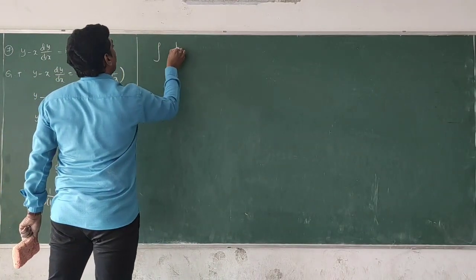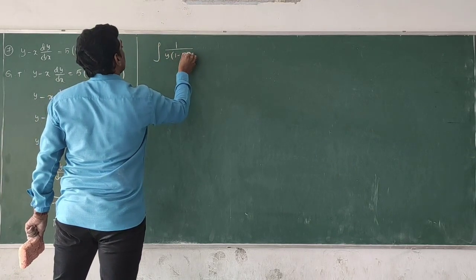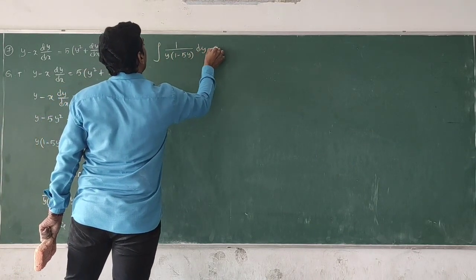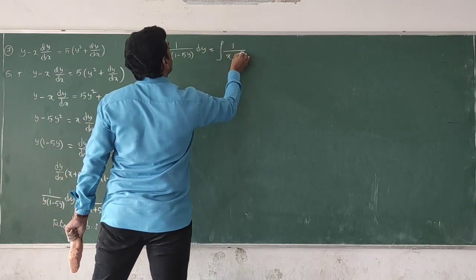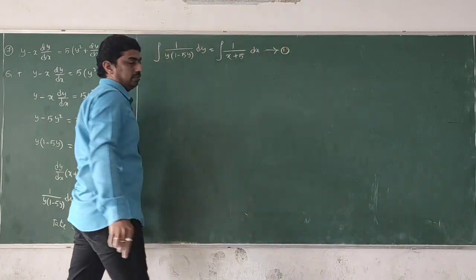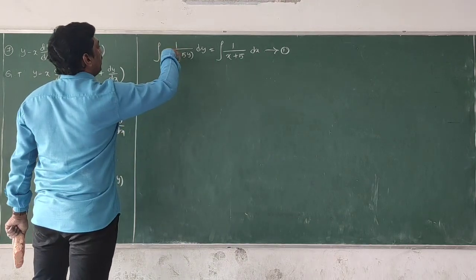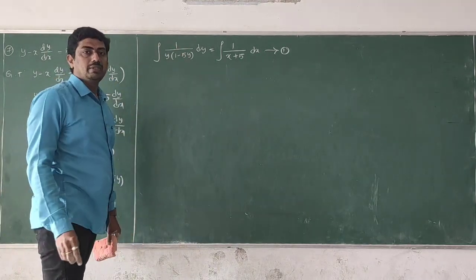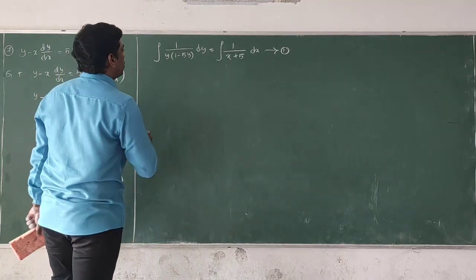Integration of 1 by y into (1 minus 5y) dy equal to integration of 1 by (x plus 5) dx. Take this as the first equation. Why? Because we cannot have a direct formula for this one. It is in the form of partial fractions, so we need to do the partial fractions to that function.